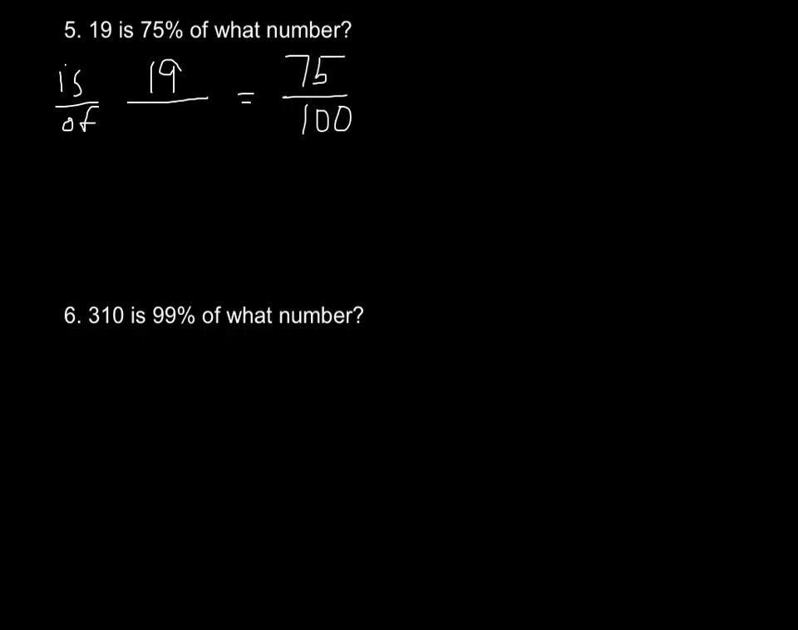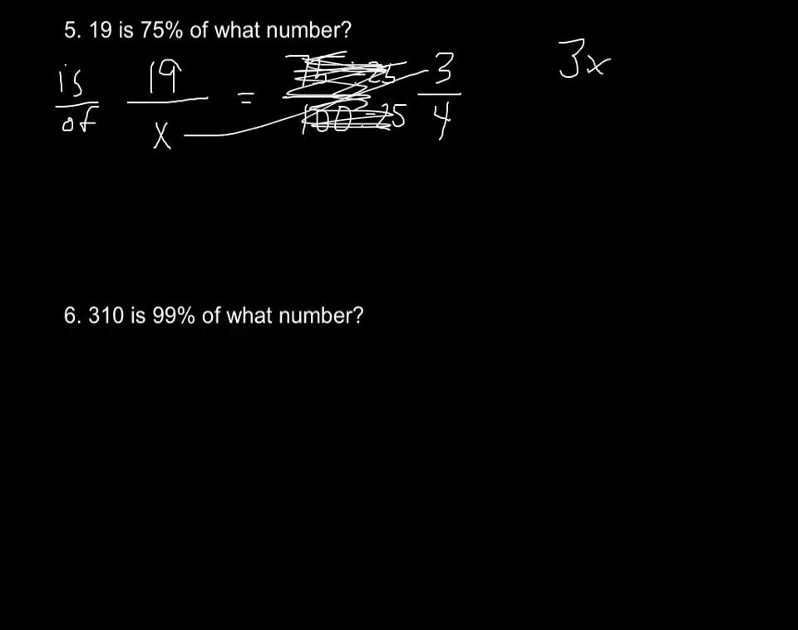75% of what number? Of x. Okay, let's reduce this. Divide by 25, divide by 25, and now I have 3/4. So we can get rid of that. So now I'm going to do x times 3. 3x equals 19 times 4.